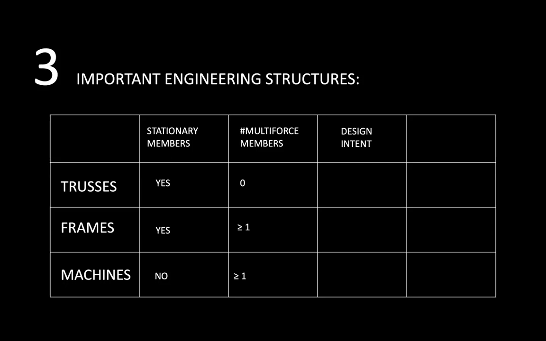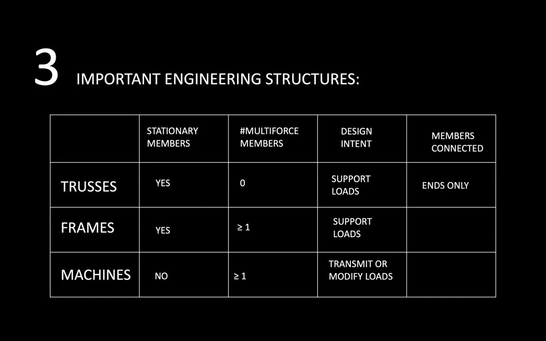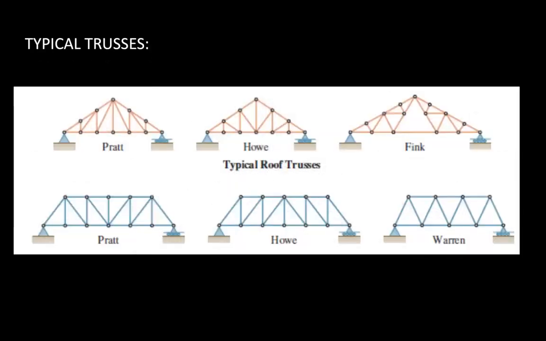The design intent of each of these structures is also different. Trusses are designed to support loads. Frames are also designed to support loads, but machines are designed to transmit or modify loads. The number of members connected is different for each of these. For trusses, only their ends are connected, while frames can be connected anywhere and machines can also be connected anywhere. For typical trusses, here are our typical trusses.